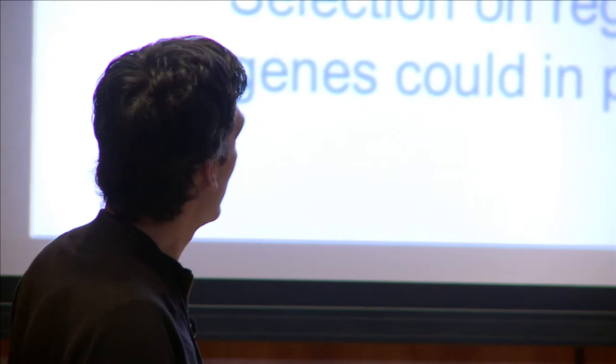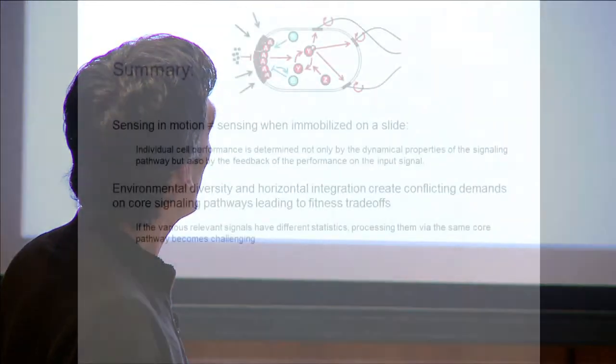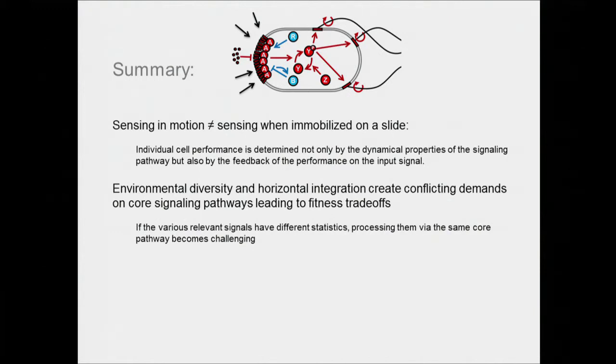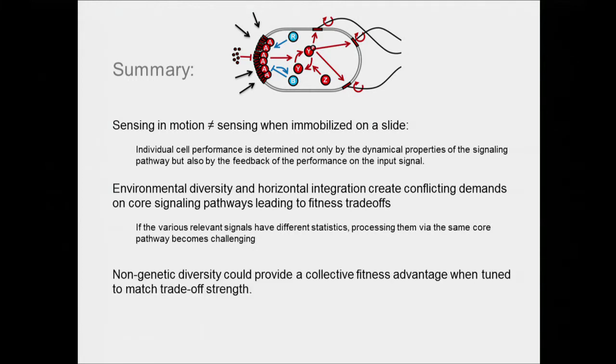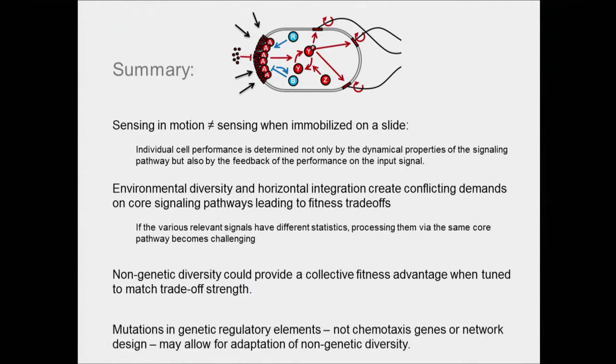Okay, so I'll finish here. In summary, I showed you that sensing when you're moving is not the same as sensing when you're immobilized. And a lot of experiments are dose response in the lab. When you're swimming up a gradient, the signal that you're seeing depends on your response and how good you are at climbing this gradient. So that makes the problem more difficult. Then the second thing is that environmental diversity and horizontal integration create conflicting demands on this core signaling pathway because you have multiple signals, but at the end they have to be interpreted by only a few molecules. And then non-genetic diversity could provide some sort of collective fitness advantage if it's tuned in the right way. And the mechanisms to do that are mutation of the regulatory element, not of the genes.